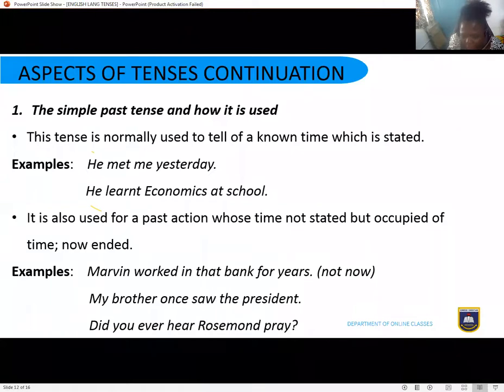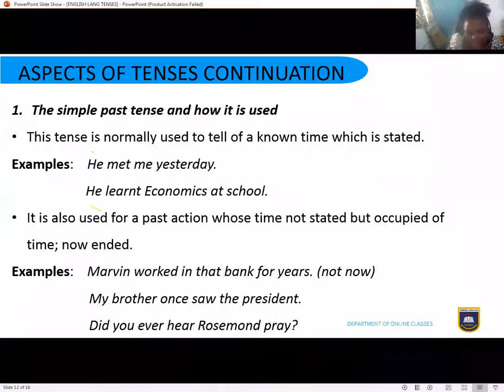Example 2. He learned economics at school. What did he learn at school? Economics. All right. He learned economics at school. So you can see the verb in these two sentences telling us that the action has taken place in the simple past.